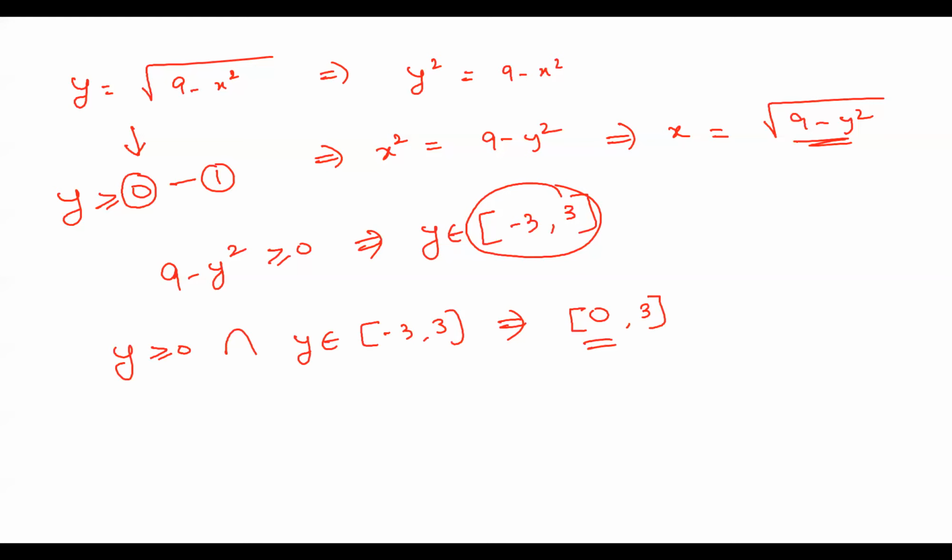Do you understand? See, going forward, will you be able to solve the problems based on this? Can I give one last problem? Okay. So change the question to 1 by root of 9 minus x square. y is equal to 1 by root of 9 minus x square. Find the domain and range.